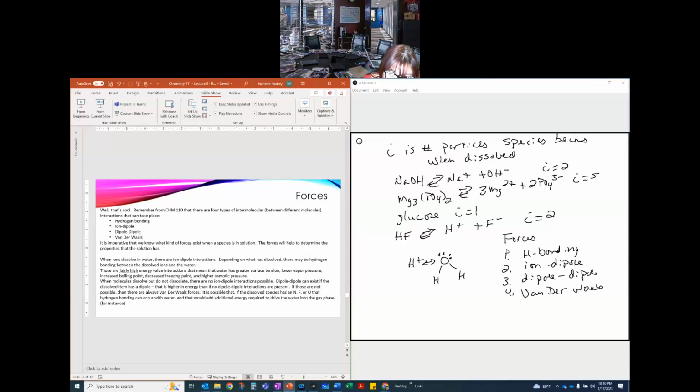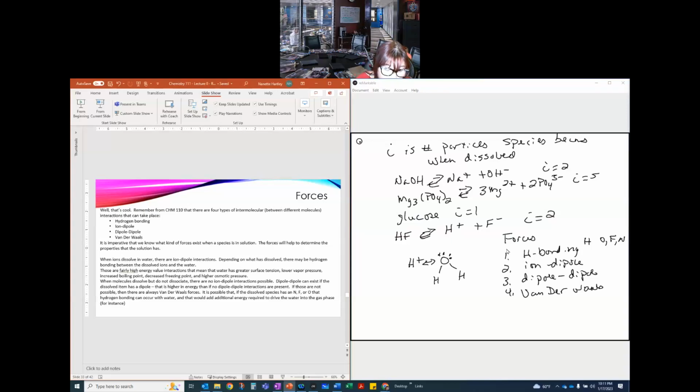Now, hydrogen bonding only exists between hydrogen and either an oxygen, a fluorine, or a nitrogen. That's the only time I can get that. An ion dipole must have an ion present. So since the H+ is an ion, we could have an ion dipole here. The ion comes from the H+. The dipole would have to come from the water.